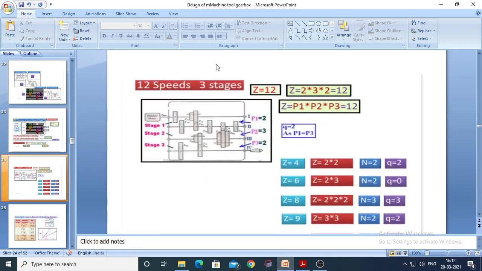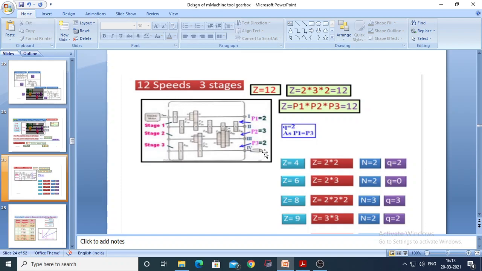Similarly, check here: 12 speeds and 3 stages are given. 3 stages means here you want to draw 4 shafts. In between the first and second you will get the first stage, second and third the second stage, and third and fourth the third stage. There is an electric motor directly attached to the input shaft.